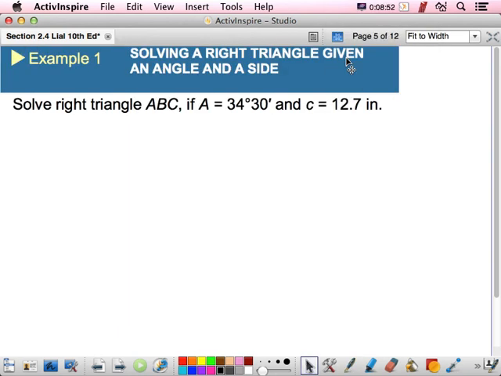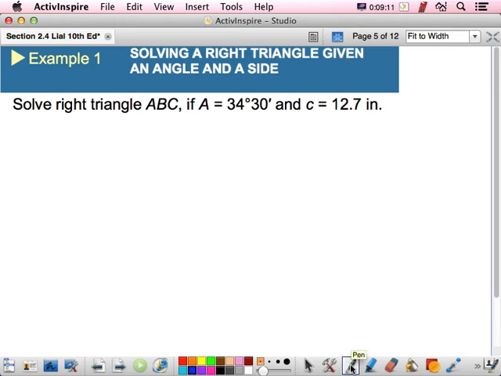So for our first example, we would like to solve the right triangle, capital ABC, if angle A is 34 degrees and 30 minutes, and side little c is 12.7 inches. That's the interesting thing. To solve a right triangle, you only have to be given 2 pieces of information, and you can find all of the missing ones.